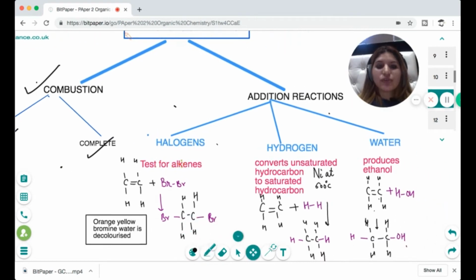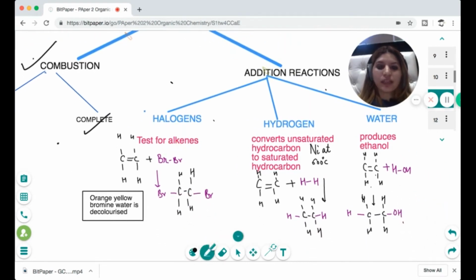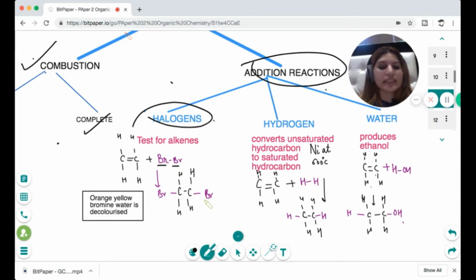Then it shows addition reactions. Now, what are the addition reactions? When you react it with a halogen, the double bond breaks into a single bond, and these two atoms attach to each side of the double bond. So when you take ethene and react it with bromine water, this is a test to distinguish between alkane and alkene. Bromine water is orange-yellow in color, and if you pass it through alkenes, it will turn clear. So alkenes decolorize bromine water.